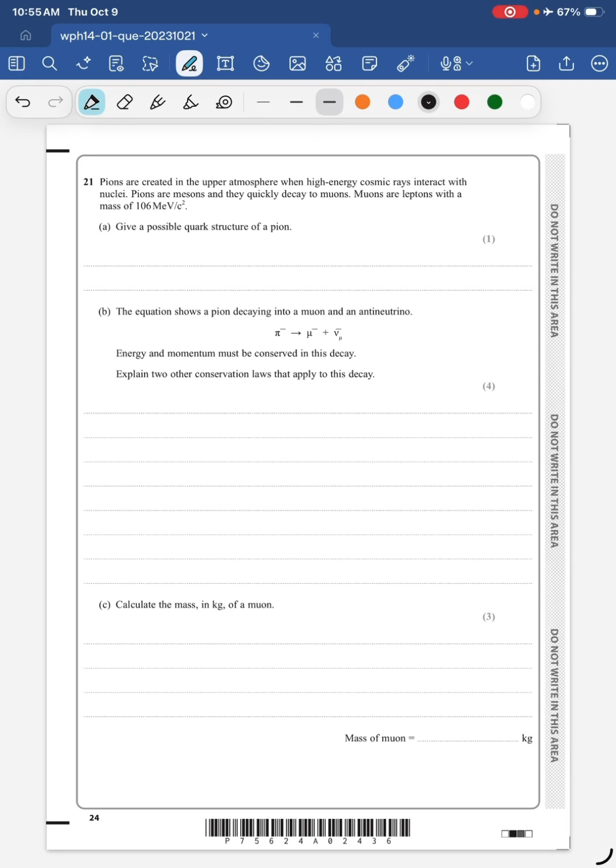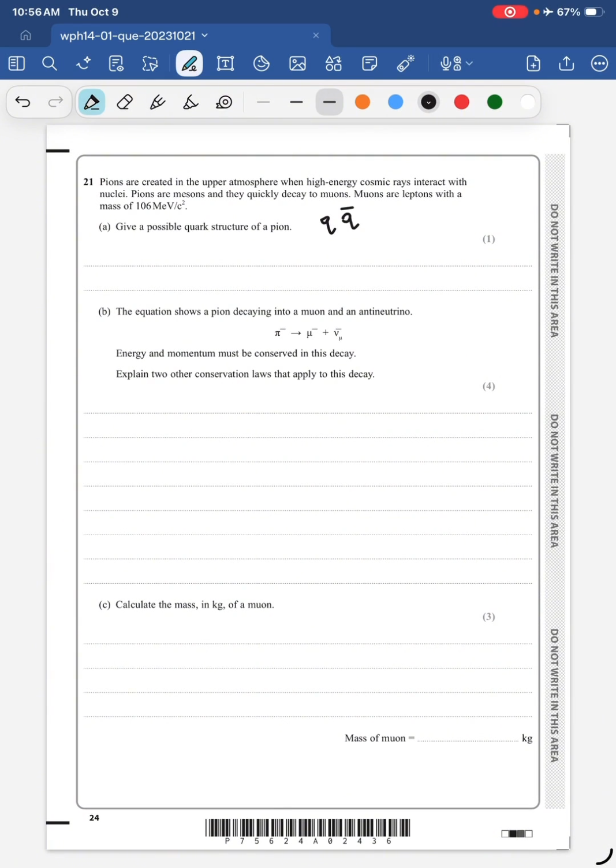Question 21, pions are created in the upper atmosphere when high energy cosmic rays interact with nuclei. Pions are mesons and they quickly decay to muons. Muons are leptons with a mass of 106 MeV over c squared. Give a possible quark structure of a pion. So recall that, is it mentioned anyway? Okay, mesons consist of a quark and an antiquark, right?